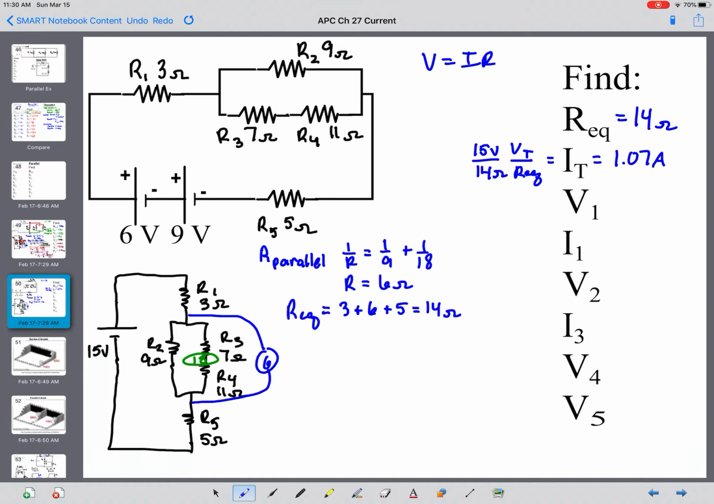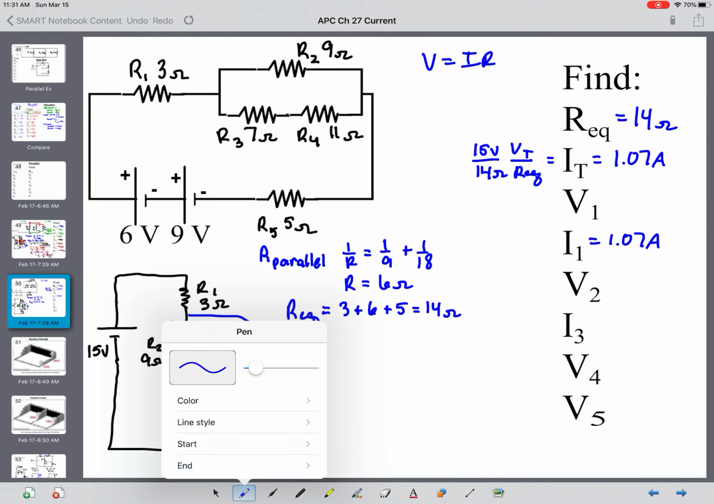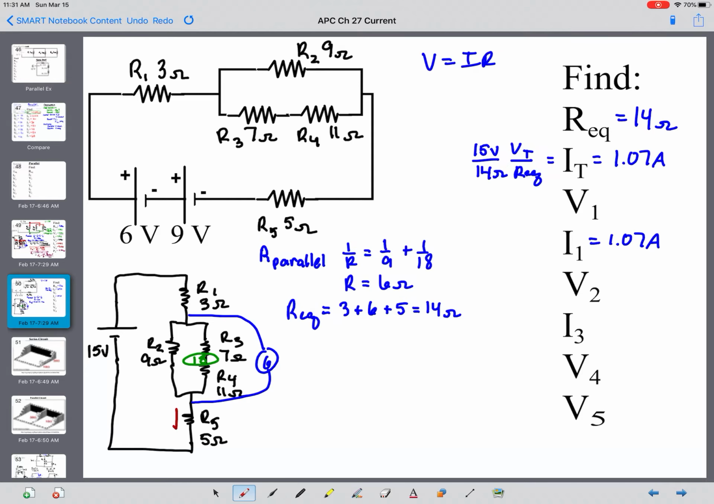Immediately fill in anything that's constant. All of the current will go through resistor 1, so this is going to be 1.07 amps. And we're not asked to find I5, but I'm going to go ahead and note it down here on our diagram that the current going through this is the 1.07 amps.